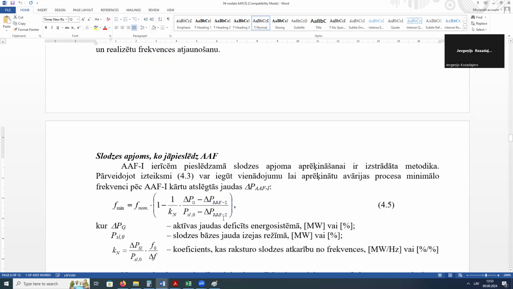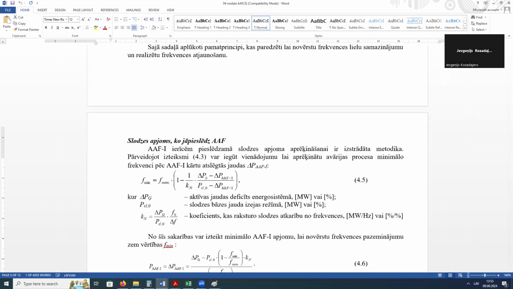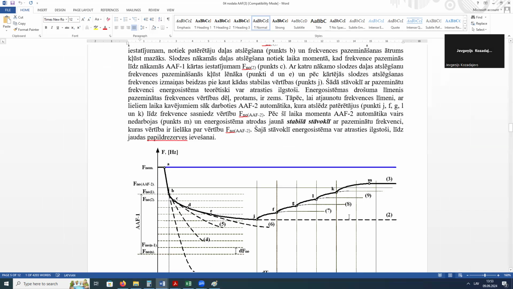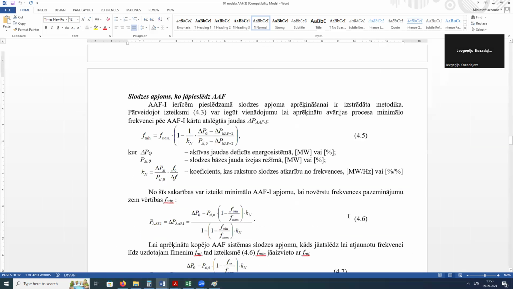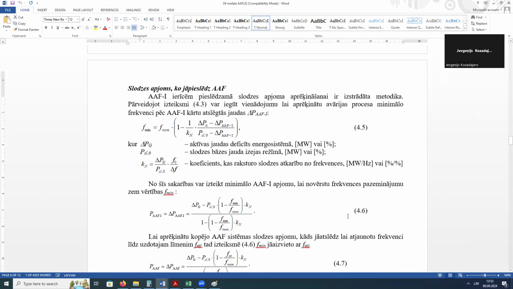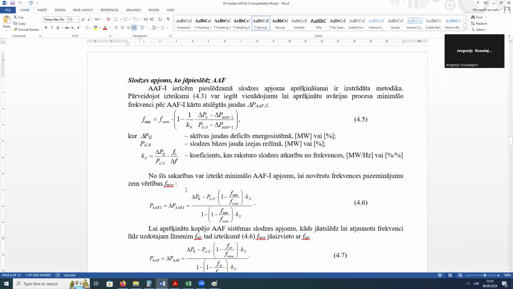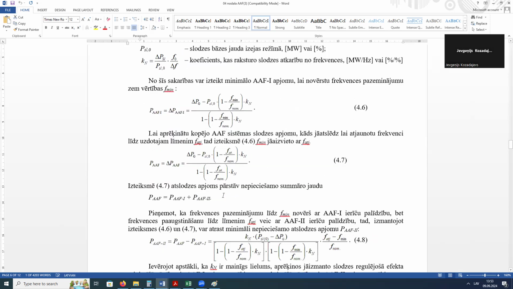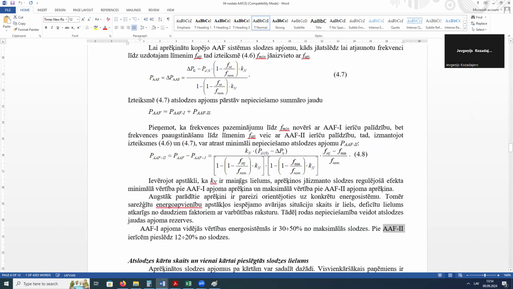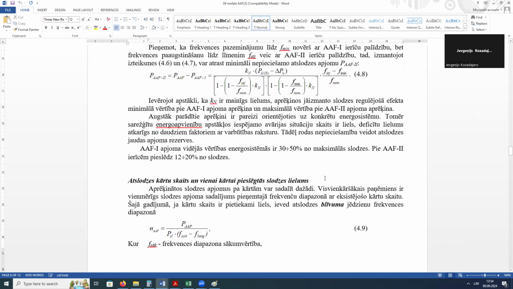Okay, I think this is enough for today, as we agreed that we have only one lecture per week. So next time we'll practice some tasks, because we have different formulas for inertia, for statism, and for under frequency automation. We will try some practical tasks.